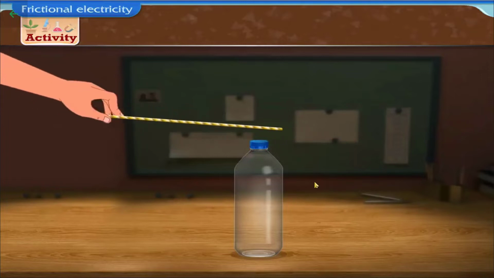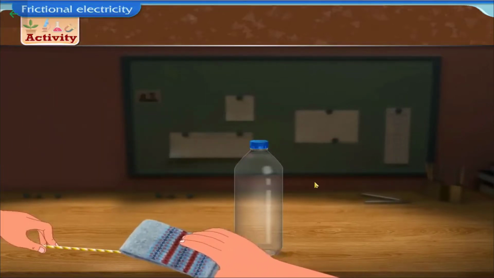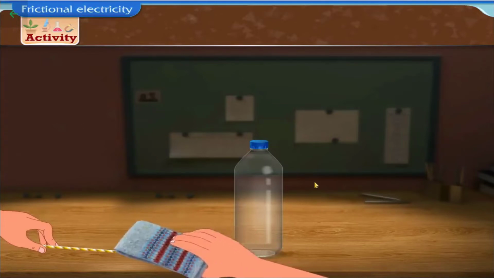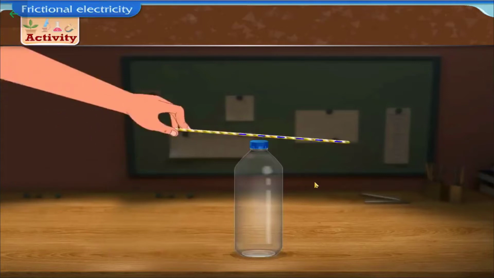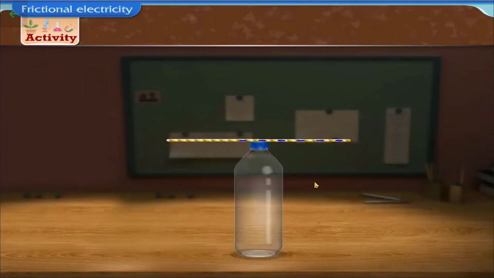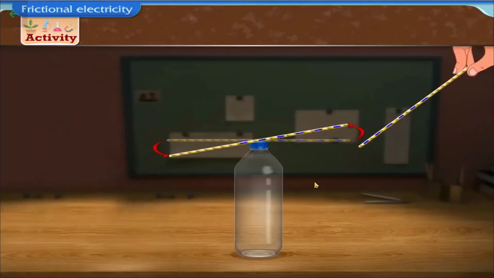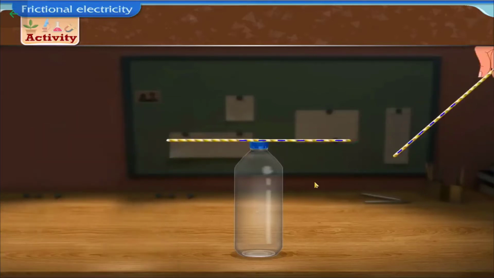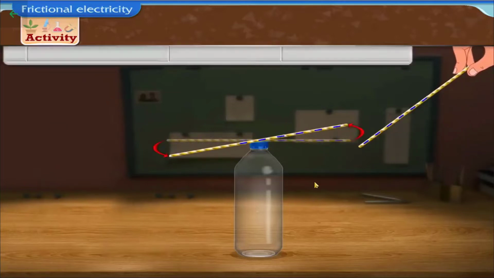Now, remove the straw on the cap of the table. Rub this straw and the straw in hand against the woolen cloth at the same time. Keep one end of the rubbed straws on the bottle. Take one end of another straw near it. What do we observe? We observe that both the straws move away from each other.